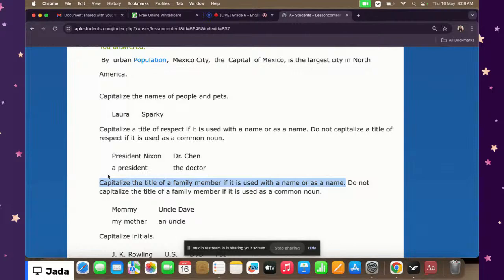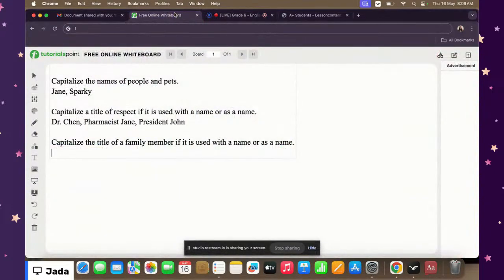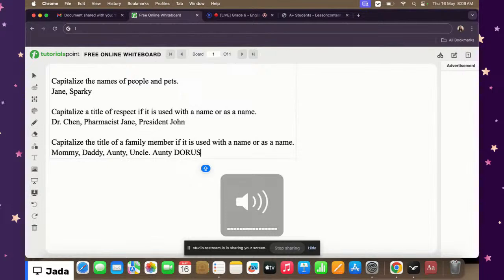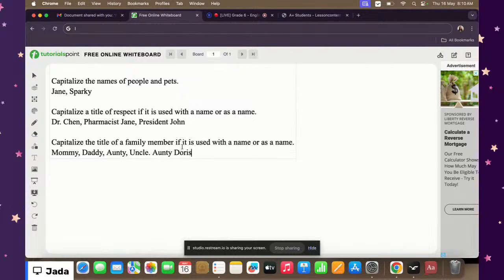So for example, you have mommy, you have daddy. Okay, so you capitalize this. You have auntie, uncle. So it can also be Auntie Doris, for example. So it's used with a name, so you have to capitalize. And Doris here now is the name of a person. So of course I have to start the first letter of her name with a capital letter. Okay, and you can have Uncle Henny. So yeah, just like this.